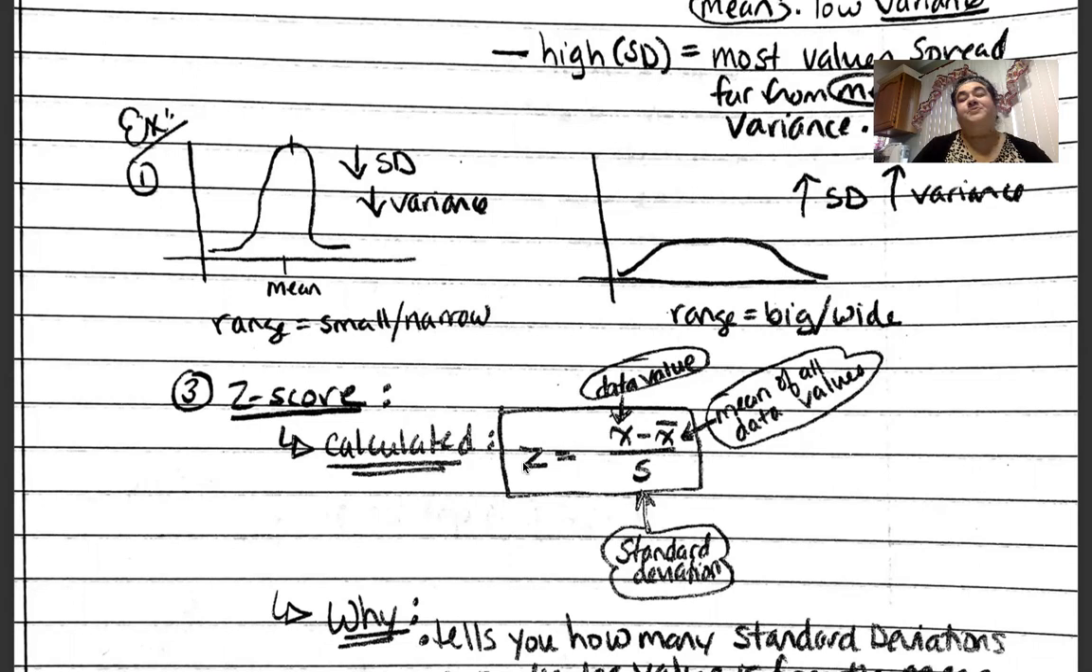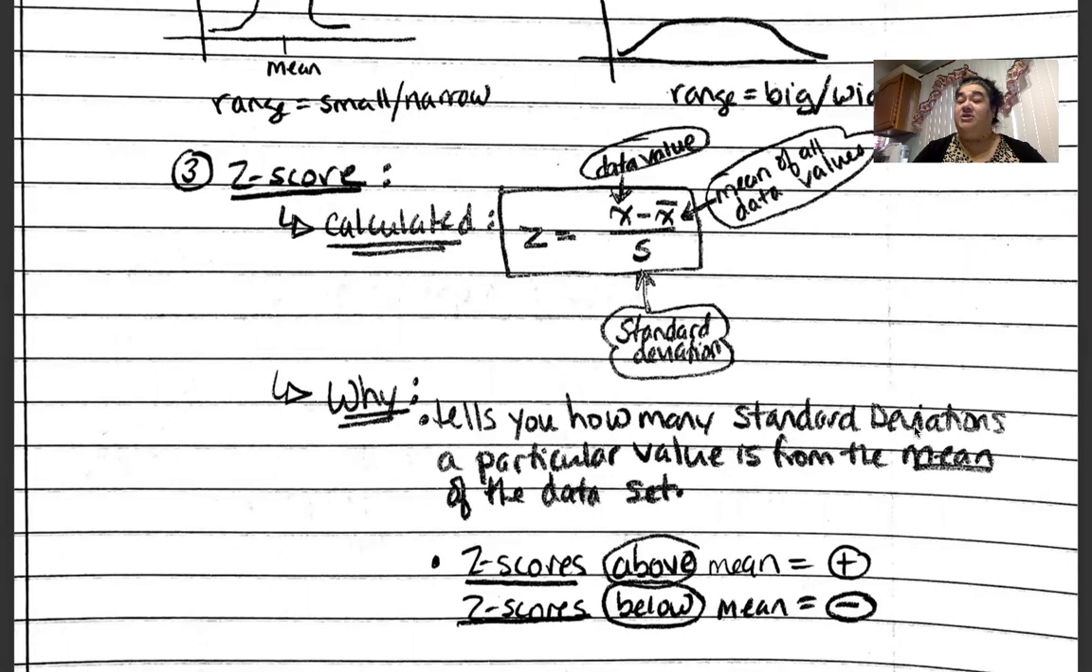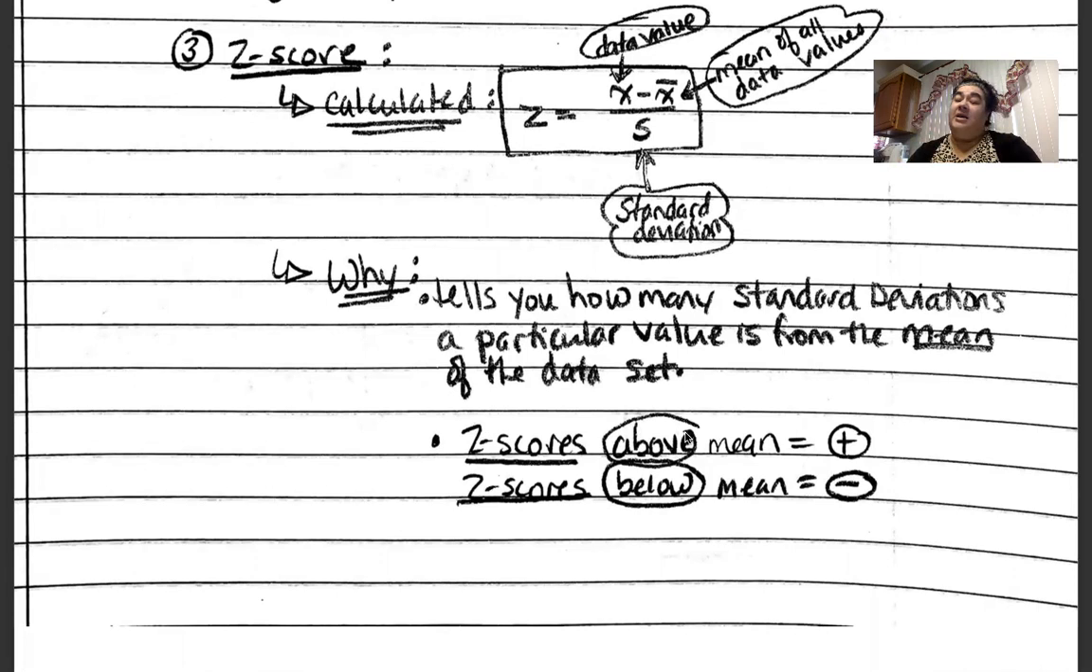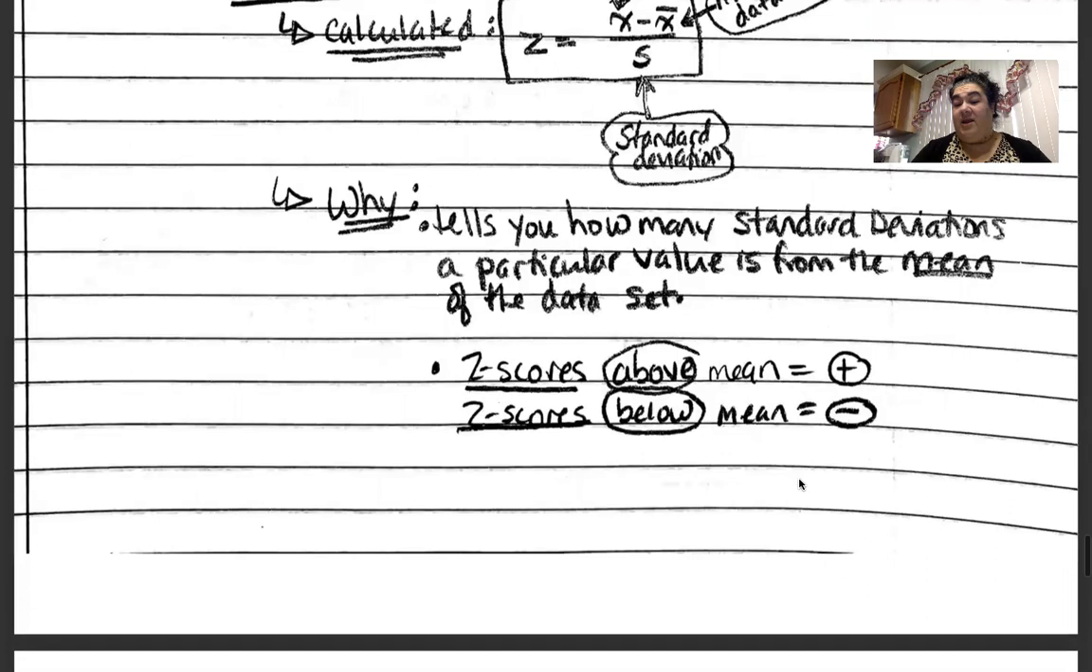Why do we calculate it? Because it tells you exactly how many standard deviations you are away from the mean for any particular value in the data set. Some things to know about z-scores. Z-scores that are above the mean are always positive. Z-scores that are below the mean are always negative. So if you're calculating it and you're getting a negative z-score, then that's telling you how many standard deviations away from the mean you are below it. If you calculate the z-score and you get a positive value, then that's telling you how many standard deviations away from the mean you are above the mean of any given data set, okay?